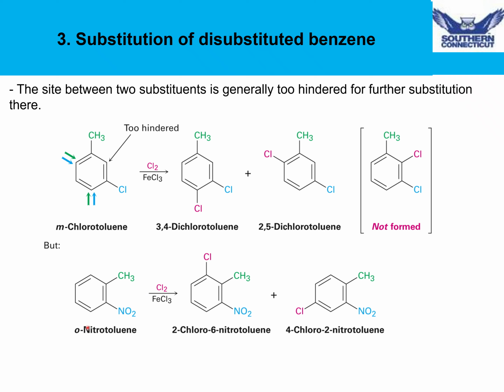And compare that to an example where we have a methyl and a nitro group ortho to each other. If we do a halogenation, because the methyl group is a stronger activator than the nitro group, it would direct the new substituent ortho or para to it.